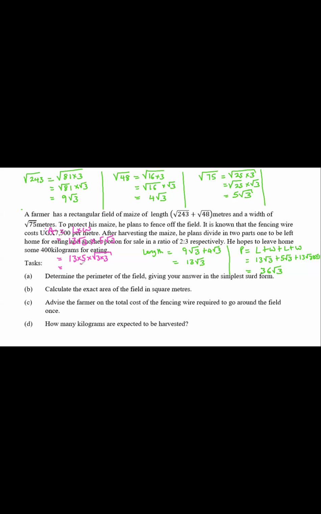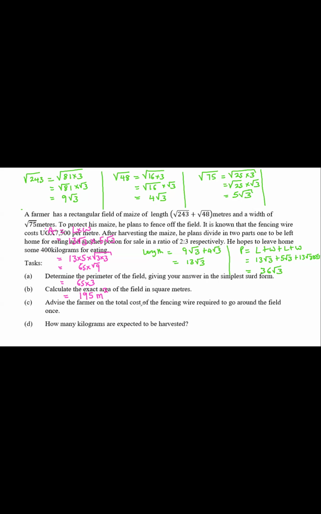13 times 5, which is 65 times root 9. Then we get 65 times 3, which is 195 meters squared. Okay, good. And then after, you respond back that the exact area of the field is 195 meters squared.